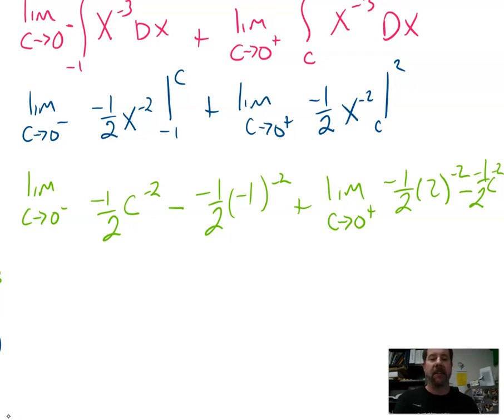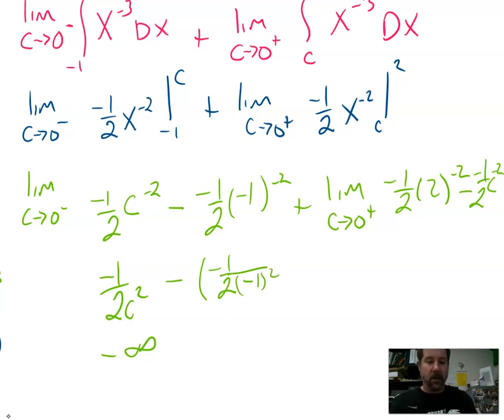And then now I'm going to evaluate this. If I look at this, this is negative 1 over 2 times c squared. And if I approach 0 from the left, this is going to become a small number, right? And so negative 1 divided by a really small number is going to go to negative infinity. Then this is negative 1 to the negative 2nd, like minus negative 1/2 over negative 1 squared. So this is going to become, negative 1 squared is positive 1, so negative times negative is plus 1/2.